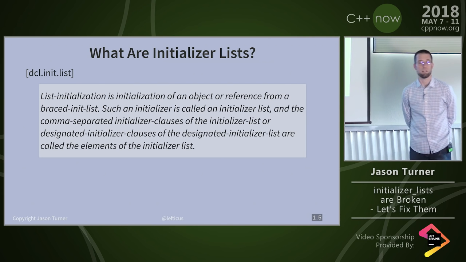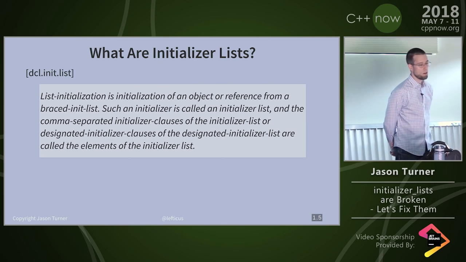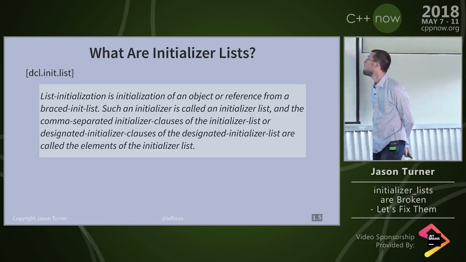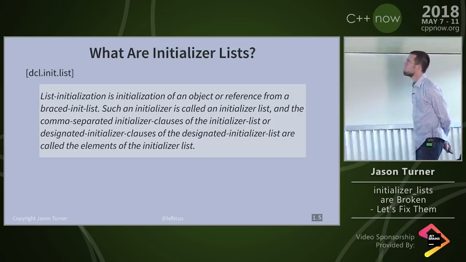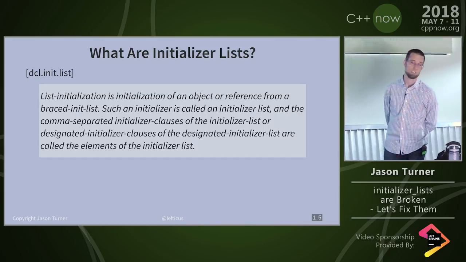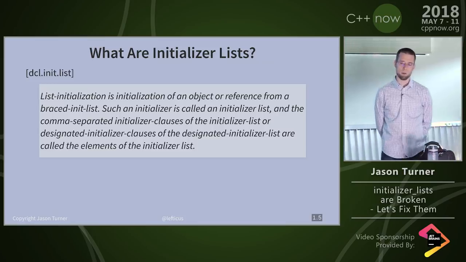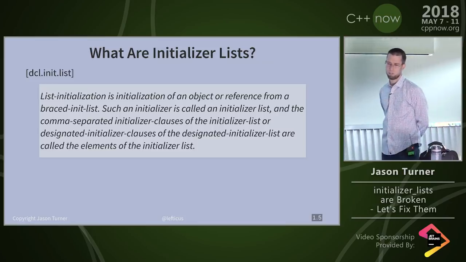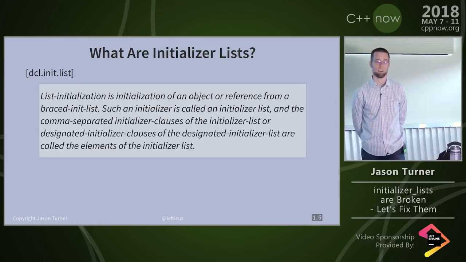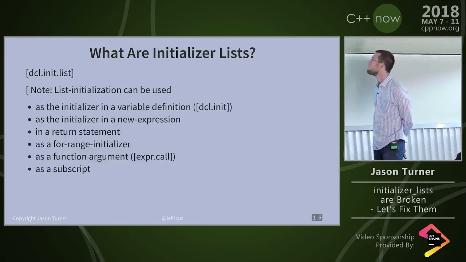So we have to ask the question, if initializer lists are broken, what are initializer lists? You have to love standardese. List initialization is the initialization of an object or reference from a brace-init-list. Such an initializer is called an initializer list. And the comma-separated initializer clauses of the initializer list, or designated initializer clauses of the designated initializer list, are called the elements of the initializer list.